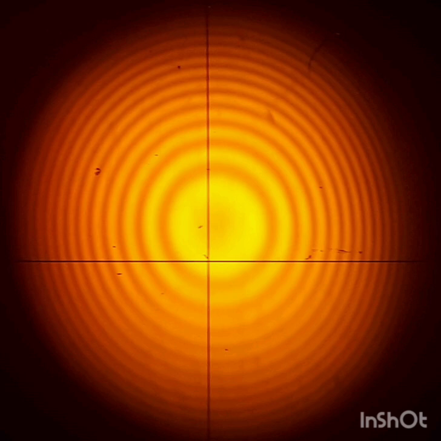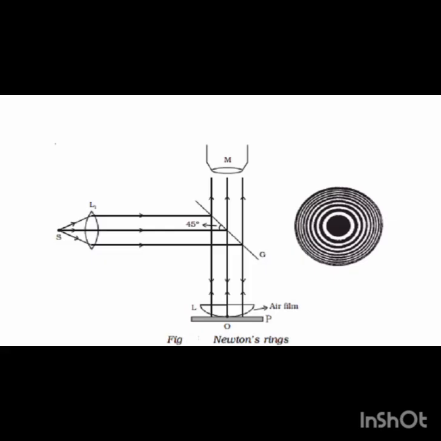length. A part of the incident light is reflected by the spherical surface of the lens. The other part, transmitted through the air, is reflected by the plate G. The reflected beam is viewed with a microscope. Dark and bright circular fringes are produced. The formation of Newton's rings can be explained on the basis of interference between waves which are partially reflected from the top surface and those reflected from the bottom surface of the air film.